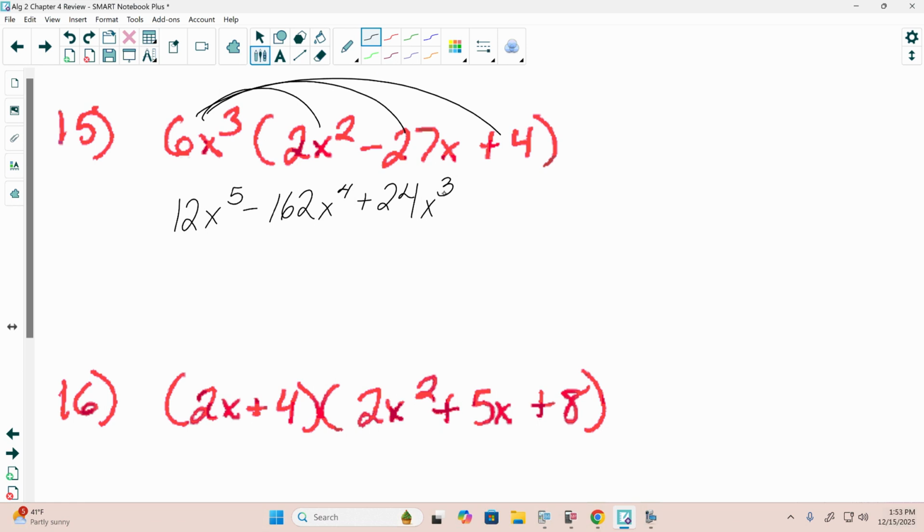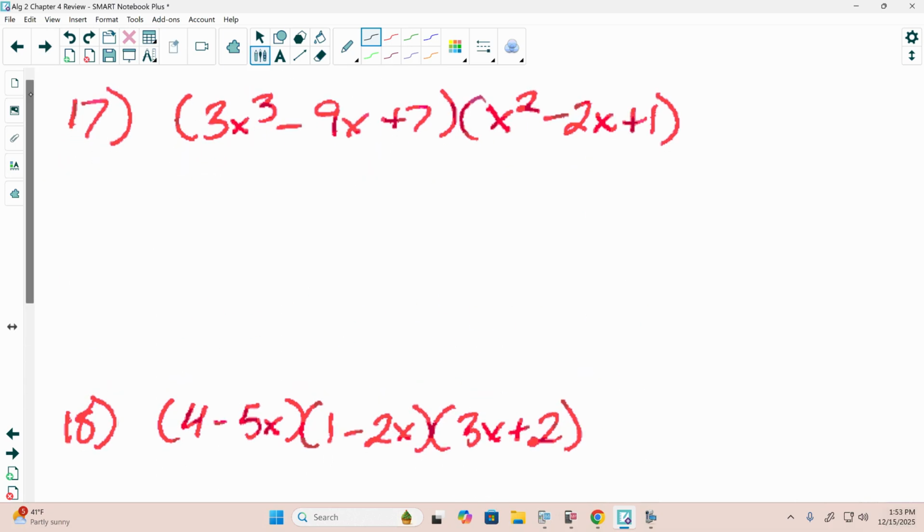Now our 12x to the fifth, negative 162x to the fourth, plus 24x cubed. None of these are like terms. So we're done. That is the answer. If there is nothing to combine, that's it. Questions on number 15?